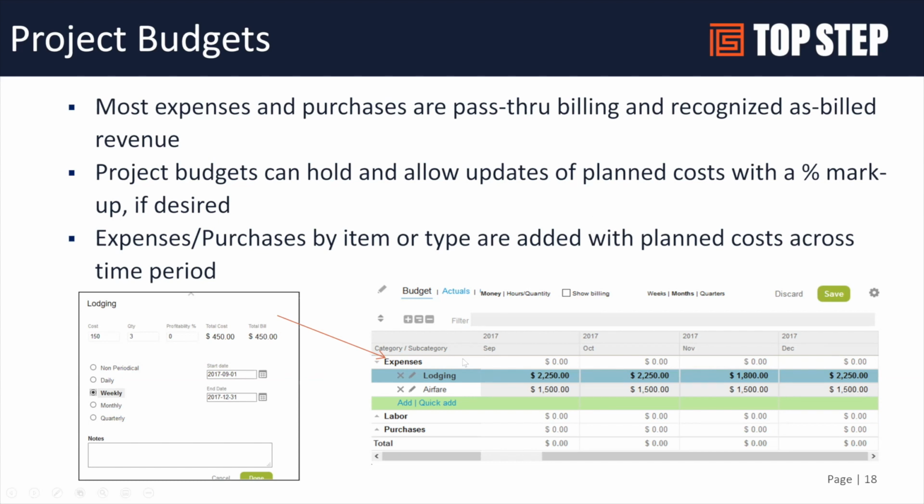So in this example, we set our lodging. We're going to do weekly amount of lodging, $450, starting with a start date and end date. And then that'll automatically spread those dollars across the project. And you can then report against that. And also, you can see that budget versus actuals in this table within the project itself.